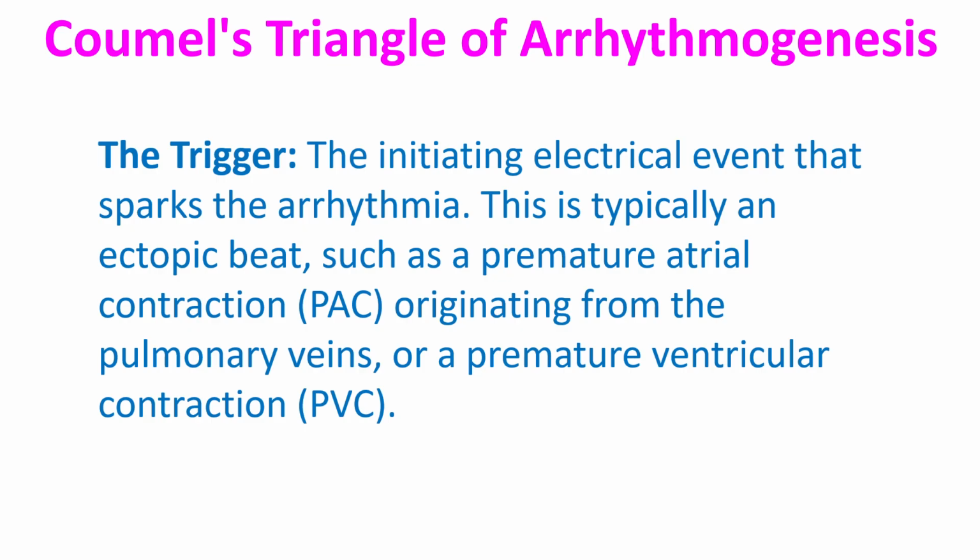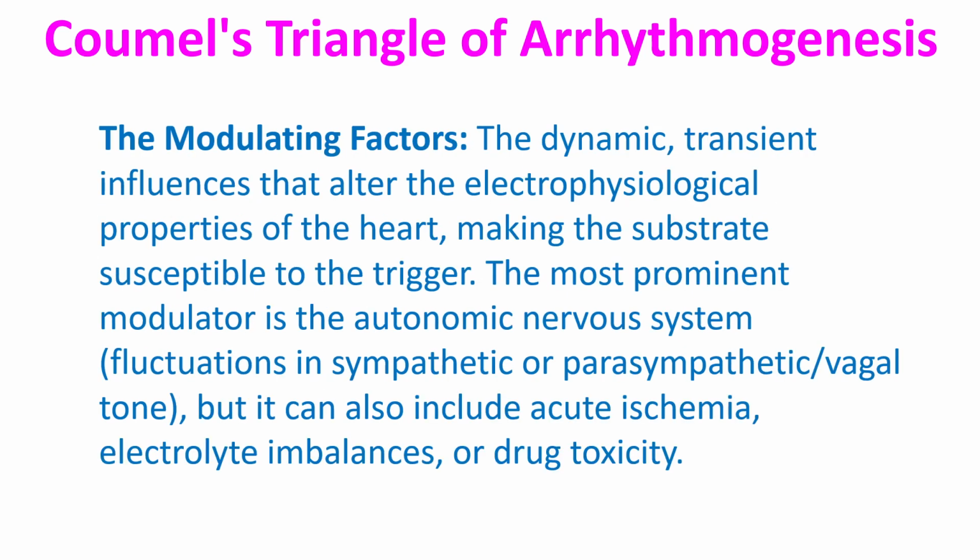2. The trigger, the initiating electrical event that sparks the arrhythmia. This is typically an ectopic beat, such as a premature atrial contraction originating from the pulmonary veins or a premature ventricular contraction. 3. The modulating factors, the dynamic transient influences that alter the electrophysiological properties of the heart, making the substrate susceptible to the trigger. The most prominent modulator is the autonomic nervous system, fluctuations in sympathetic or parasympathetic vagal tone. But it can also include acute ischemia, electrolyte imbalances, or drug toxicity.